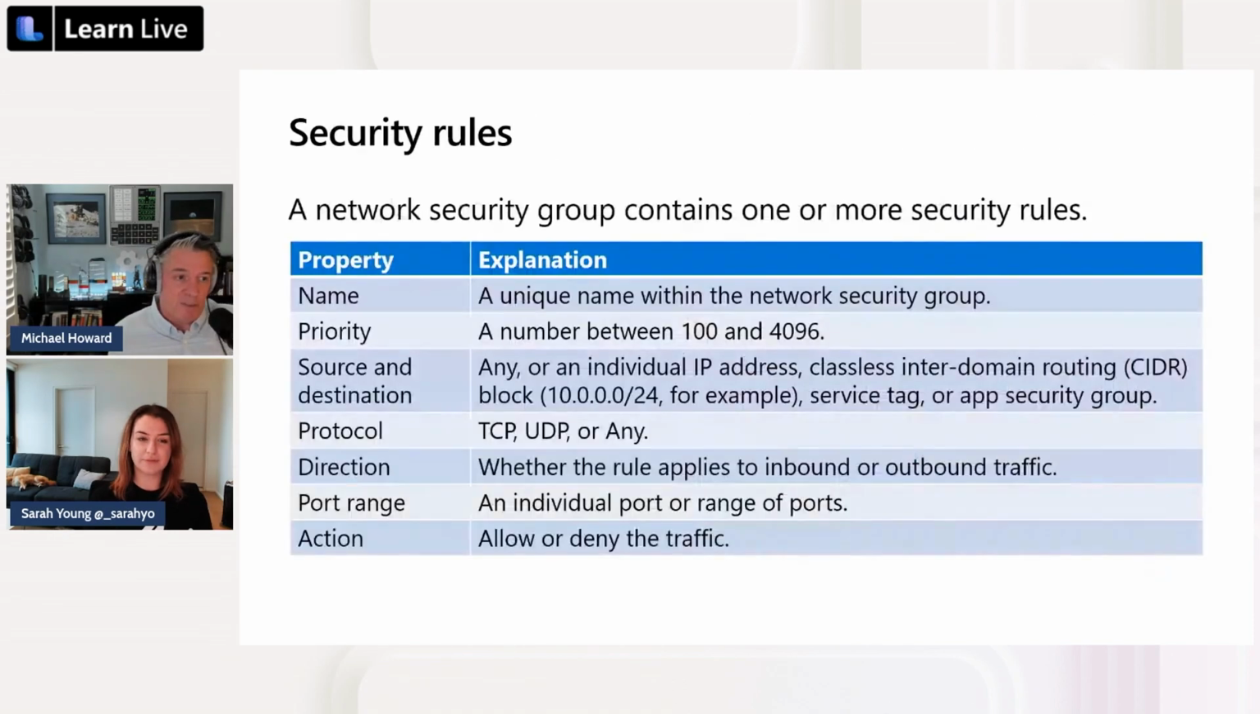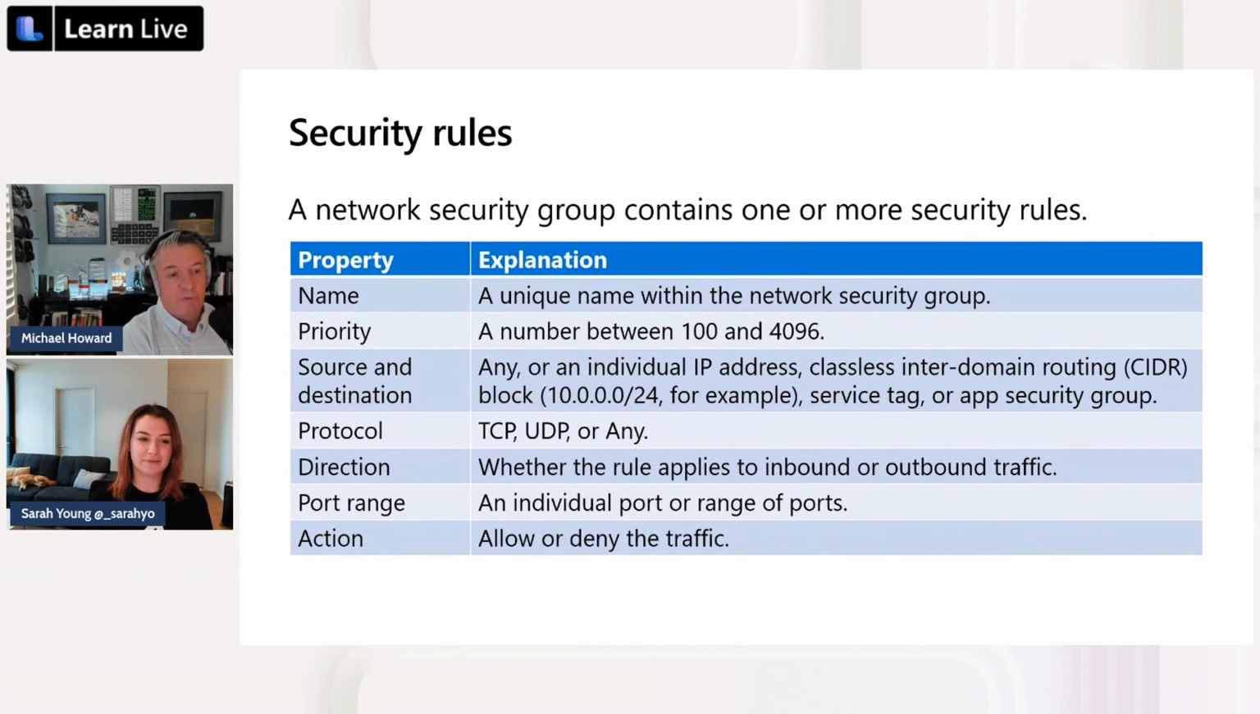So what makes up these security rules? An NSG is really an ordered list of security rules. And by order, we mean by priority. So first of all is a unique name. For example, allow HTTP traffic between ERP and storage account, something like that.